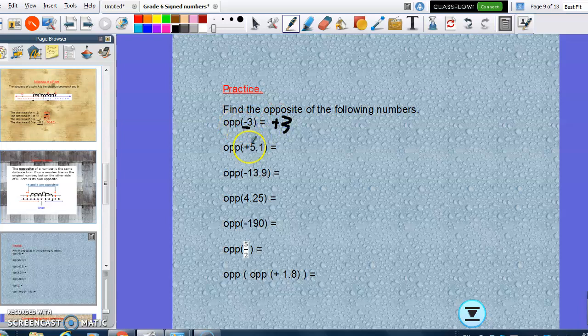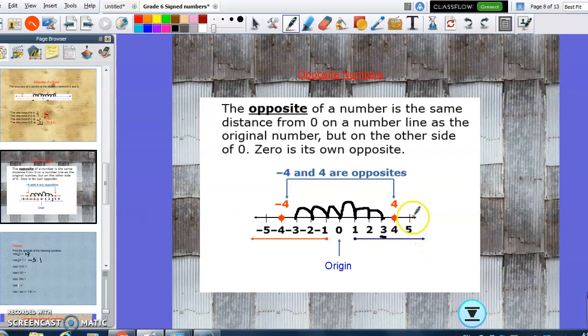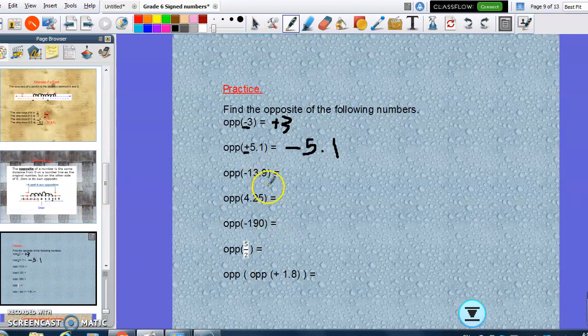So opposite of plus 5.1. I have a plus sign, so I will make it a negative sign. Then I will write the number as it is. On the number line, 5.1 is located here. Its opposite will be minus 5.1. Opposite of minus 13.9. So I have a negative 13.9. Its opposite will be plus 13.9.